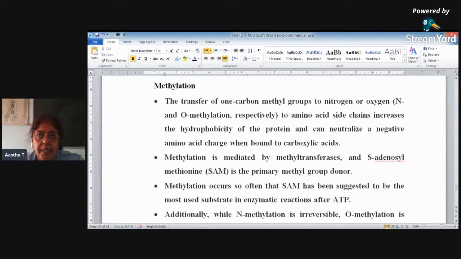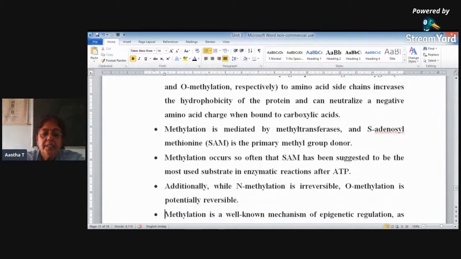एस ॲडिनोसिल मिथायोनिन, which will donate the methyl group to the particular protein. Methylation takes place so often that SAM has been suggested to be the most used substrate in enzyme reactions after ATP. म्हणजे मिथिल ग्रुप डोनर म्हणून एस ॲडिनोसिल मिथायोनिन खूप खूप सिग्निफिकंट आहे.